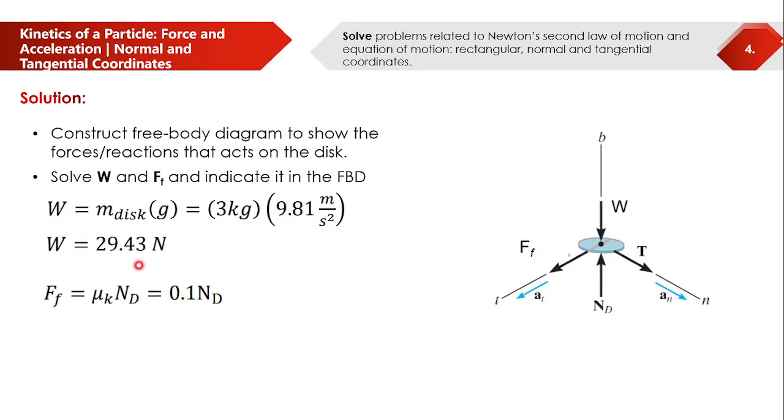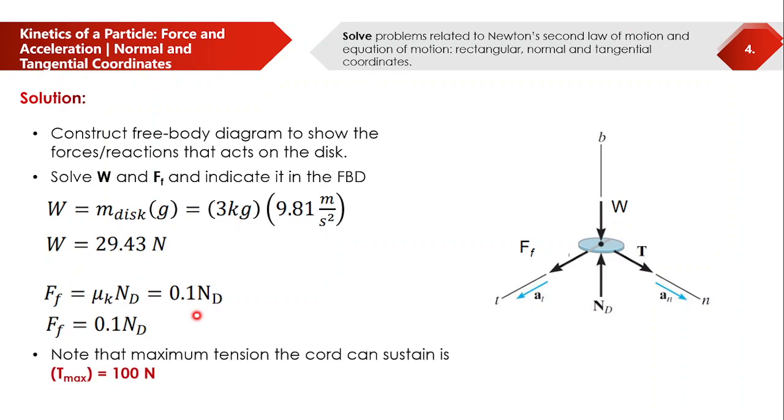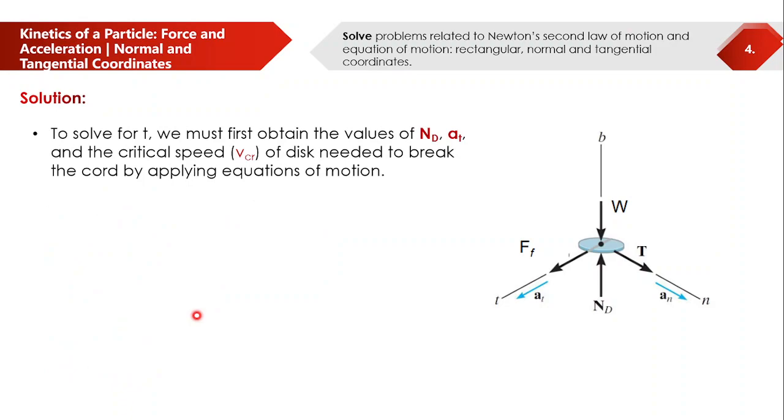For the friction force, that will be mu times N sub D, is equal to 0.1 N sub D, or the normal force of the disk. So friction force is equal to 0.1 N sub D. Note that the maximum tension the cord can sustain is T sub max is equal to 100 Newton. Okay? So to solve for T, we must first obtain the values of N sub D, A sub T, and the critical speed or the velocity of the disk needed to break the cord by applying equations of motion.